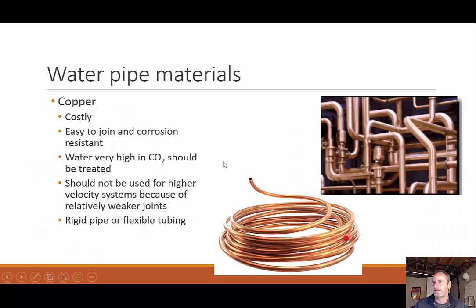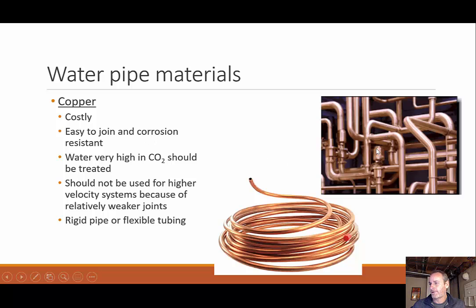Galvanized steel, fun stuff. Instead, the big transition from galvanized was over to copper. Copper is more expensive, especially lately. The cost of copper has gone up. However, it is easy to join, and it is also corrosion resistant.